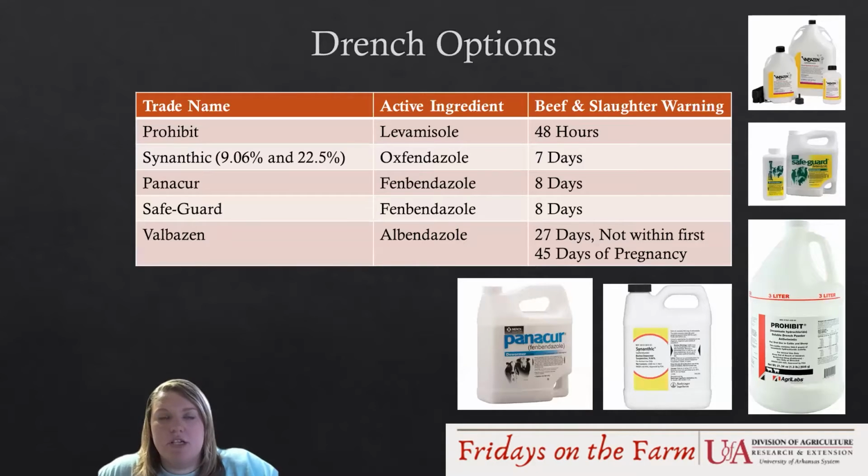We talked about drenches. This is one of the things that you really do kind of need a head gate if you're going to be effective at doing it quite a bit. You've got lots of options for drenches. This is what we call the white wormer family. You can choose between several of the different active ingredients. Some of those trade names are things like Prohibit, Synanthic, Panacure, Safeguard, and Valbazin.